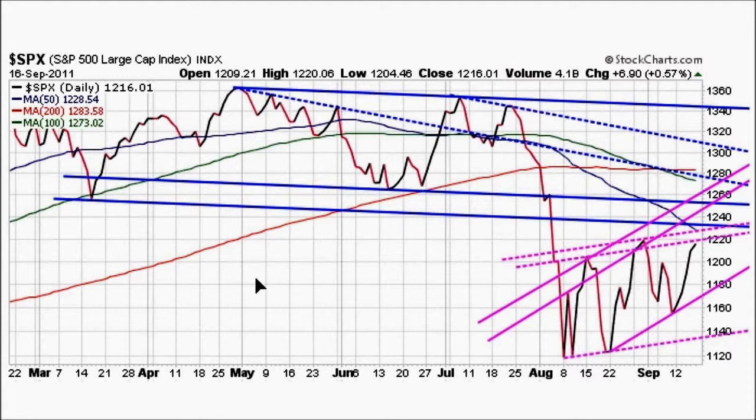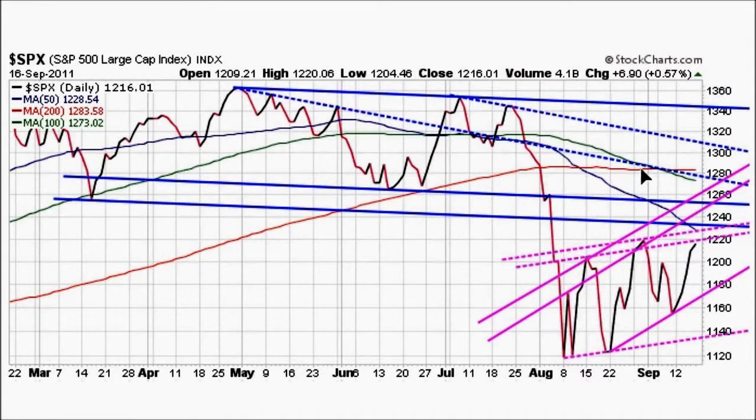The point of this exercise is you're looking for possible places of resistance. We've got these two pink trend lines relatively close to price. Notice this pink line intersects with this blue line, which is the 50-day moving average. It's not uncommon for a bear market rally to reverse at or slightly above a 50-day moving average. If you look at these blue trend lines, they come into play here.